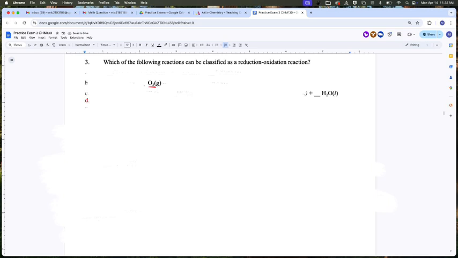What is special about that? There's only a single element. What does that mean, particularly as it pertains to reduction and oxidation? Whether it can or cannot be reduced is beside the point. The point here is just looking at that oxygen. If I was going to determine anything about oxidation state, what do I have to do?